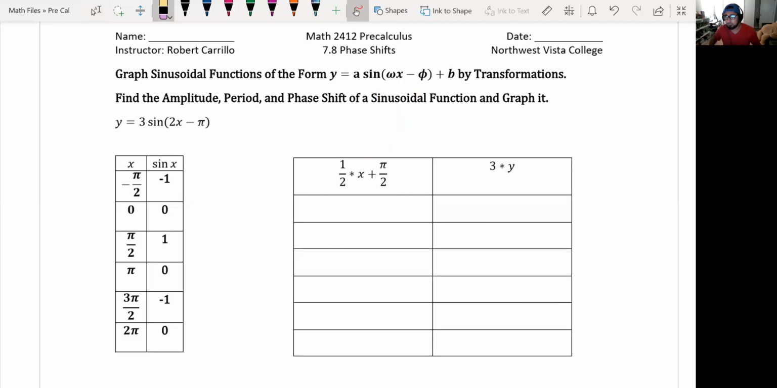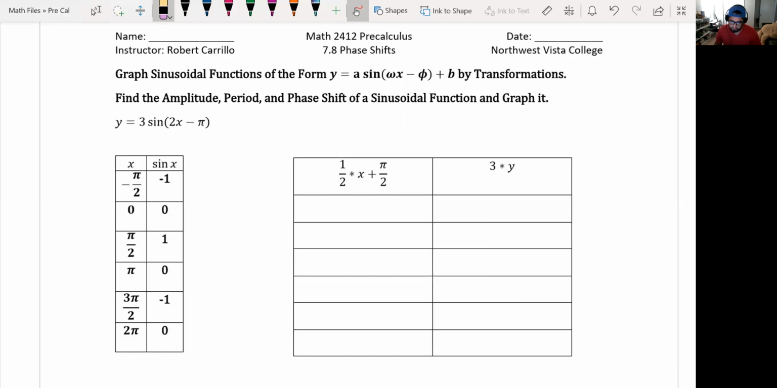Okay, so I'm going to show you how to do it by transformations. I'm going to show you how to do it by key points, and then you decide what you like the best. So first thing we start with is transformations. Y equals 3 sine of 2x minus pi. It says find the amplitude, the period, and the phase shift of the sinusoidal function.